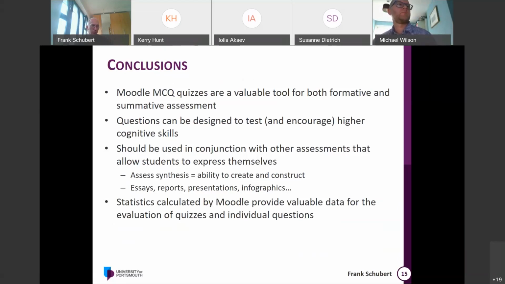And last not least, I hope I've been able to show you that the statistics that are calculated by Moodle really can help you to evaluate your quizzes and the individual questions and to work towards improving the tests for the future.